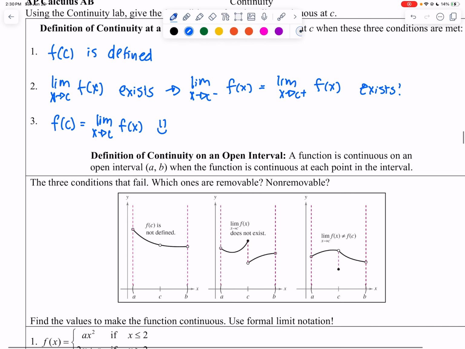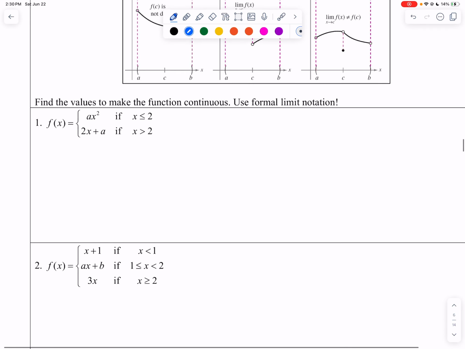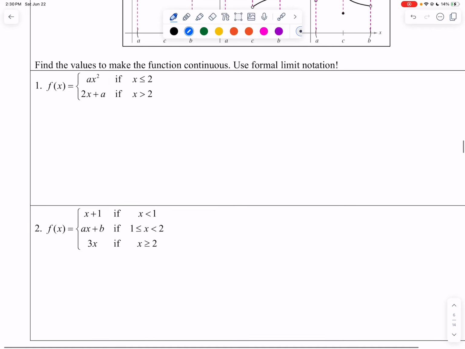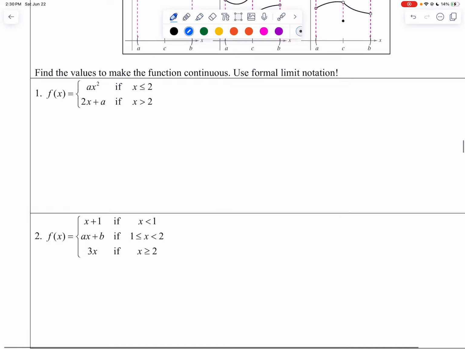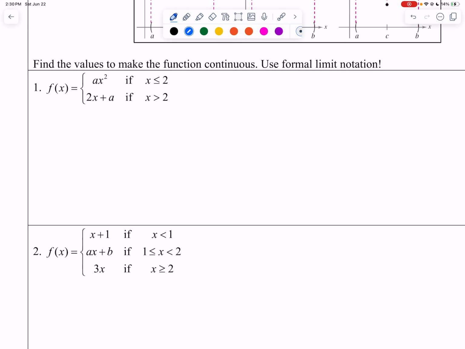All right, so we're going to do a couple of examples. Here, we want to find values of a and b to make the function continuous using our lovely formal limit notation. So here, what we're going to do is think, okay, if I have to make the function continuous, I have to make sure that the limits are the same. And if the limits are the same, this means that my left side limit and the right side limit need to be the same.